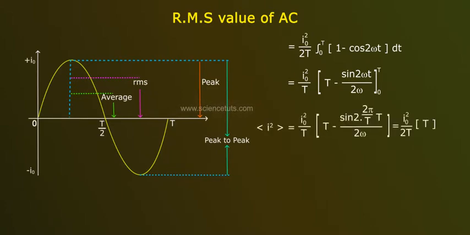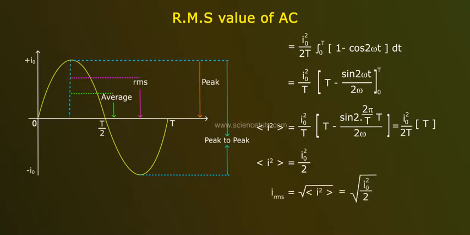Average I squared equals I naught squared by 2T into [T minus sine (2 times 2 pi by T into T) by 2 omega], which equals I naught squared by 2T into T. Average I squared equals I naught squared by 2.